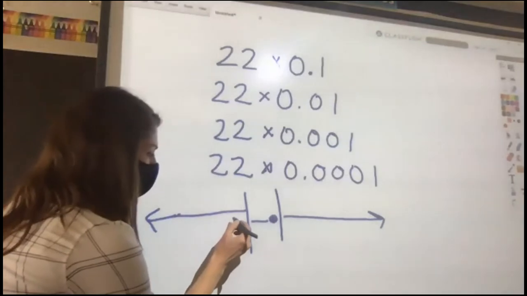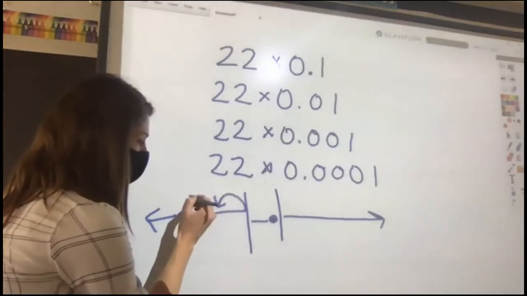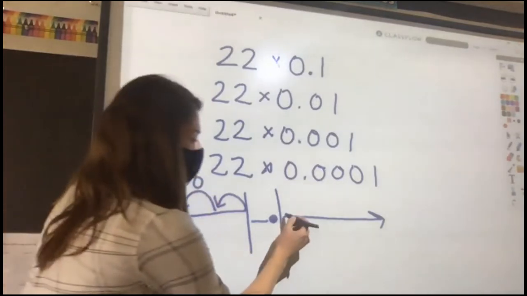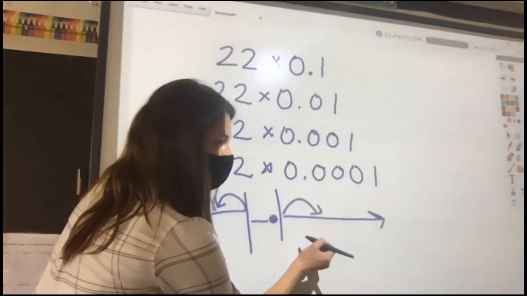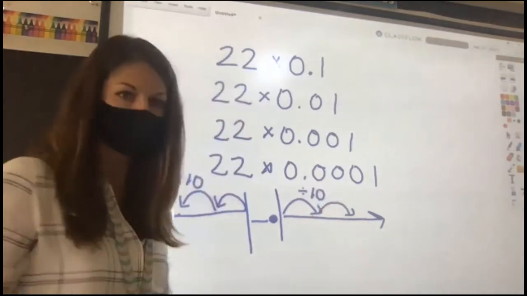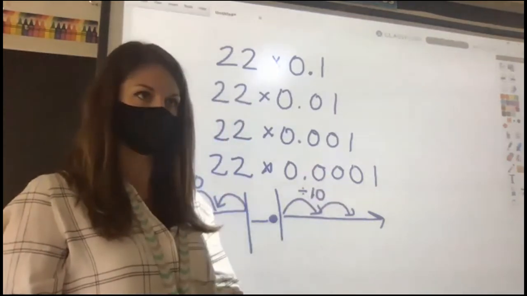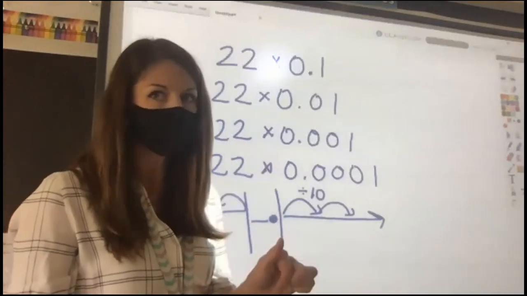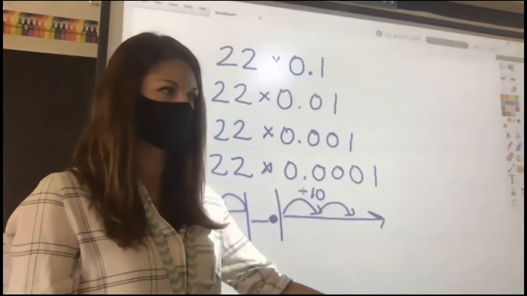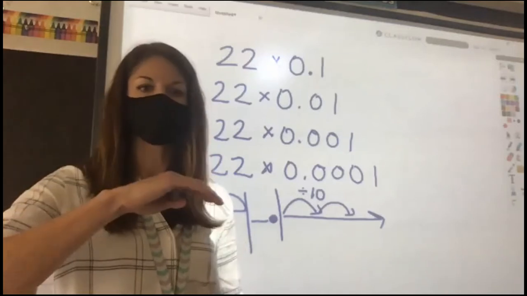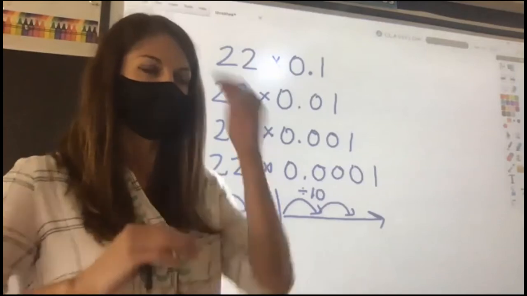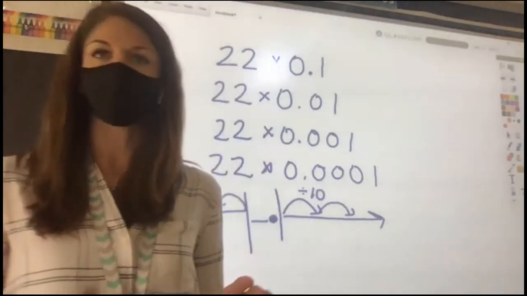The ones on this side get 10 times bigger every spot that you hop, but these get 10 times smaller every place value you hop. So you can say 10 times smaller, or you can say divided by 10. Something getting 10 times smaller is the same as saying divided by 10. Did you know that? Why? Because multiplication and division are opposites of each other and they complement each other.